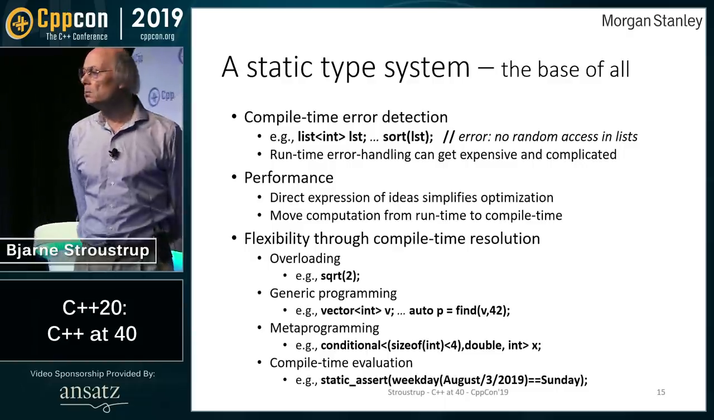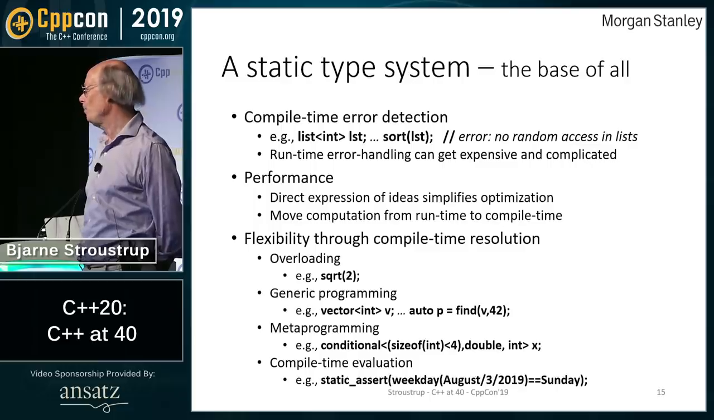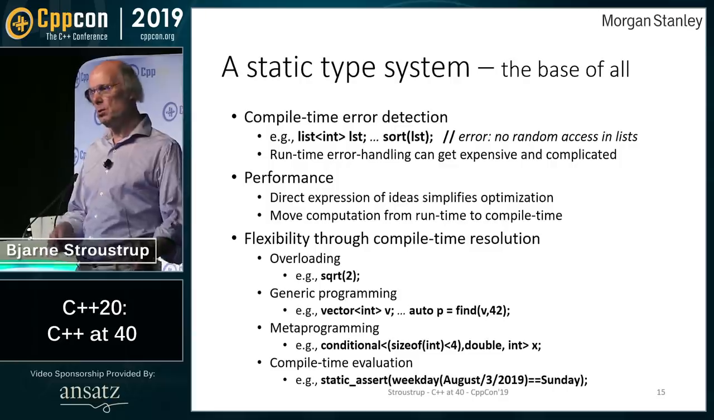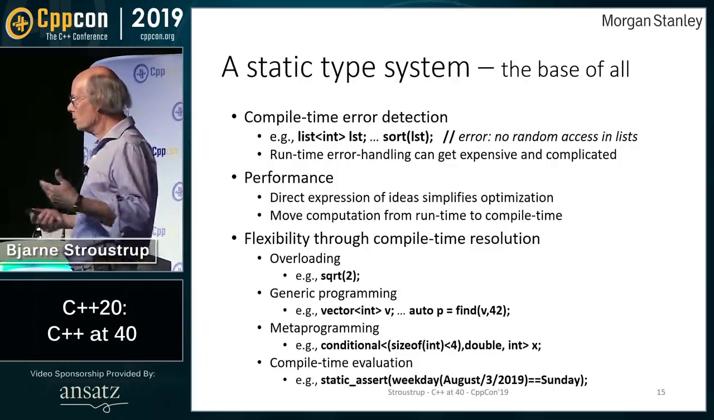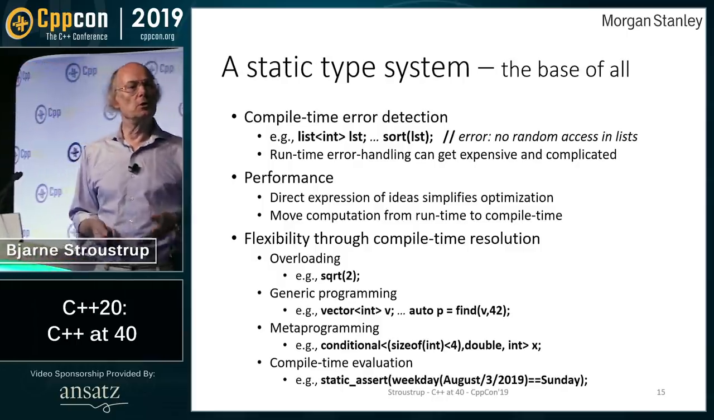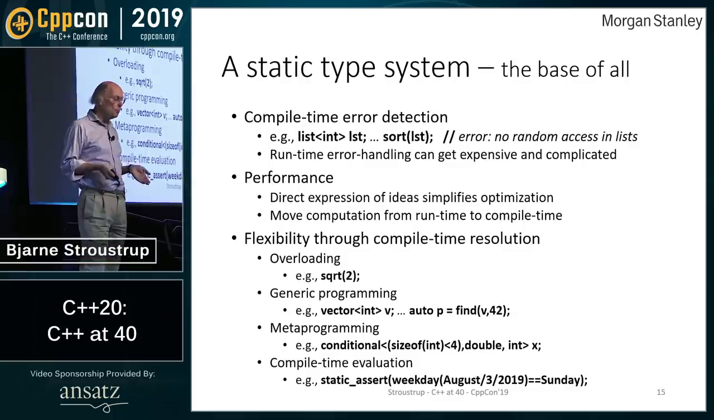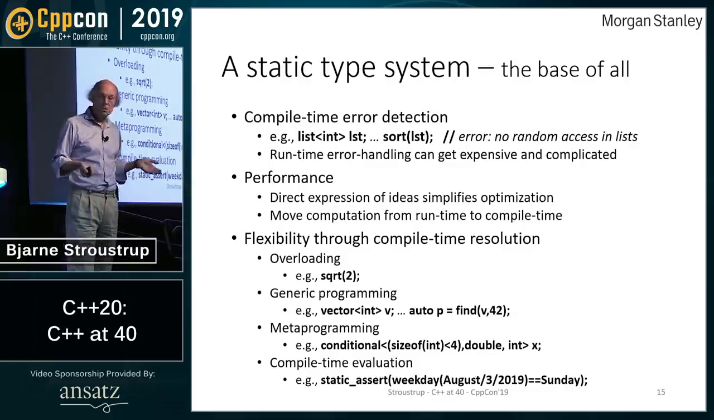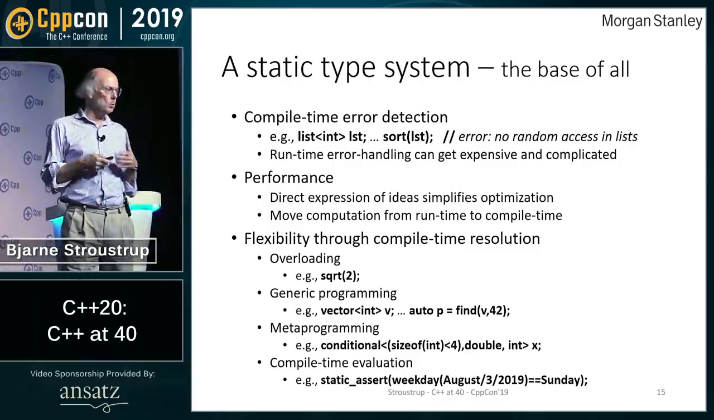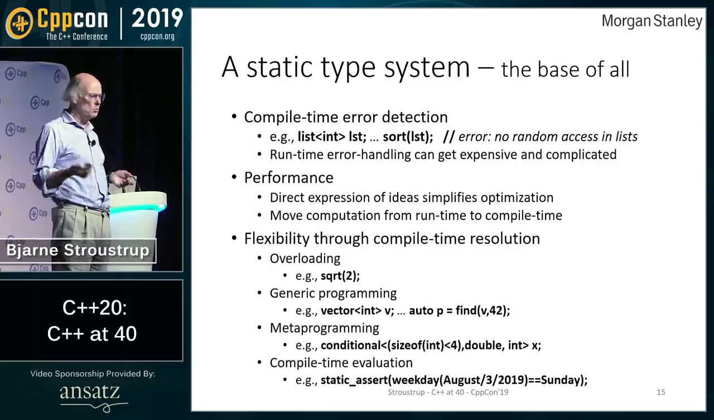We have overloading. When we started back in the dark ages, square root of 2 gave a crash because early C couldn't figure out that int could be used as a double because it required a conversion. We have a type system that allows us to express things directly and make it work. We get generic programming, metaprogramming, and a lot of compile time evaluation. If we can move computation to compile time, we can catch errors and run faster.